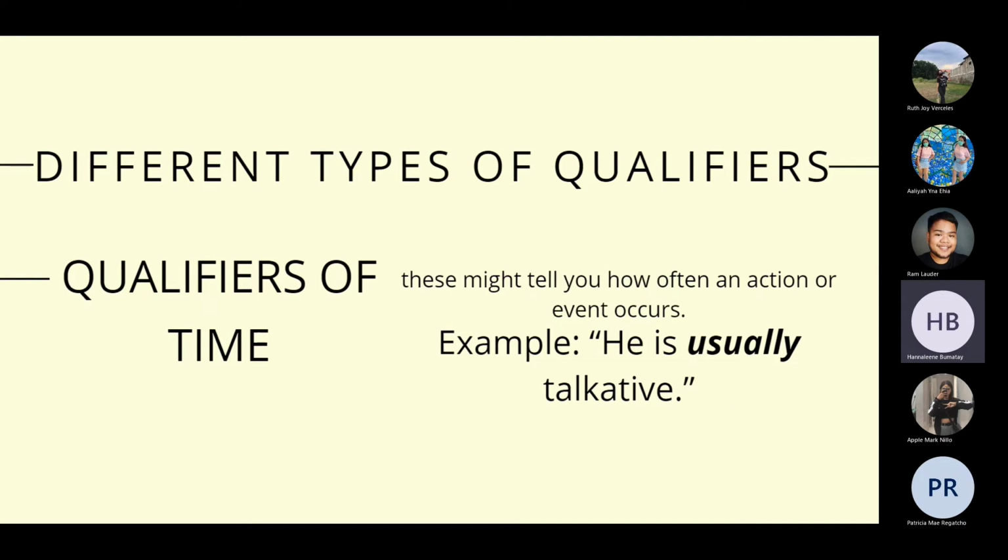Another type of qualifier is the qualifiers of time. This type of qualifier denotes the frequency of an event or action, such as sometimes, always, occasionally, usually, never, and so on and so forth. These are the qualifiers used to know how often an action or event occurs. Let's say, for example, he is usually talkative. The qualifier used in this sentence is usually. Another example, you can always ask for help. Again, the qualifier used is always. It shows how often or how frequently they can ask for help.